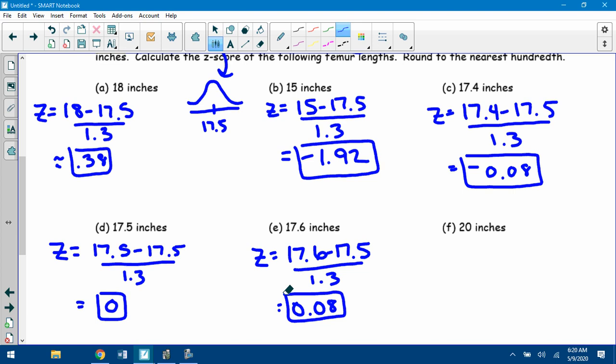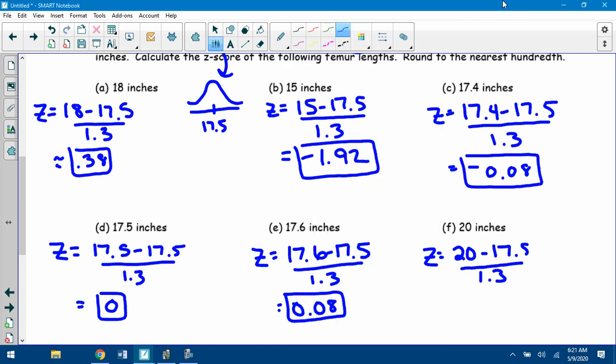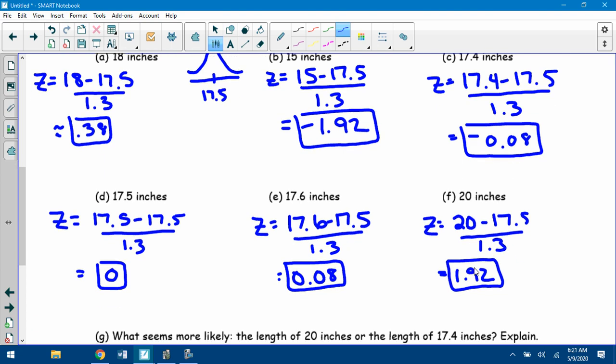Then finally, if you tried 20 inches, that's pretty high above the mean. 20 minus 17.5 divided by 1.3 comes out to positive 1.92. So we were that far below the mean in part B, now I'm that far above it in part F. Okay, so that's how you find z-scores.